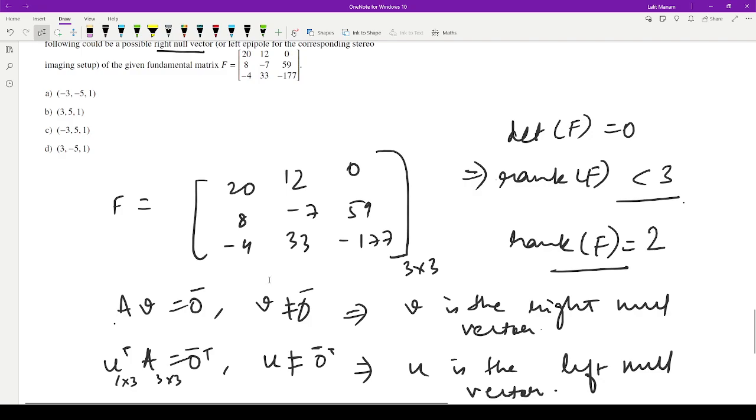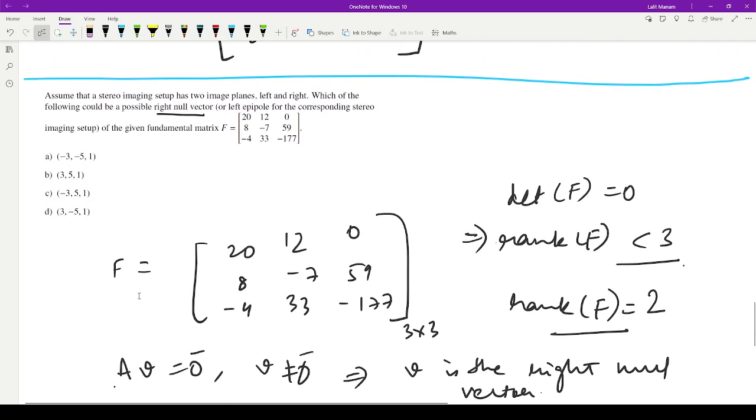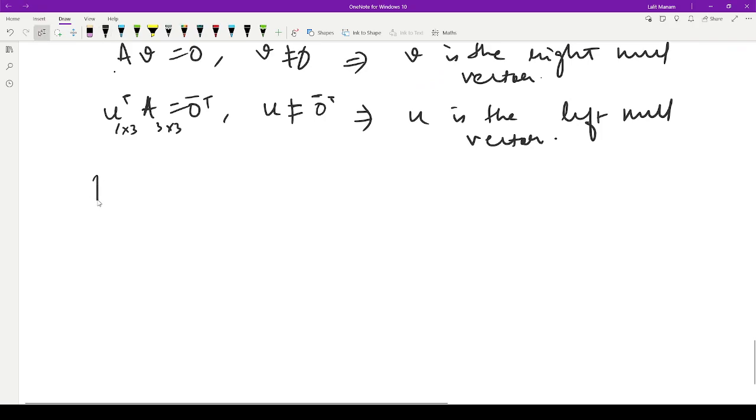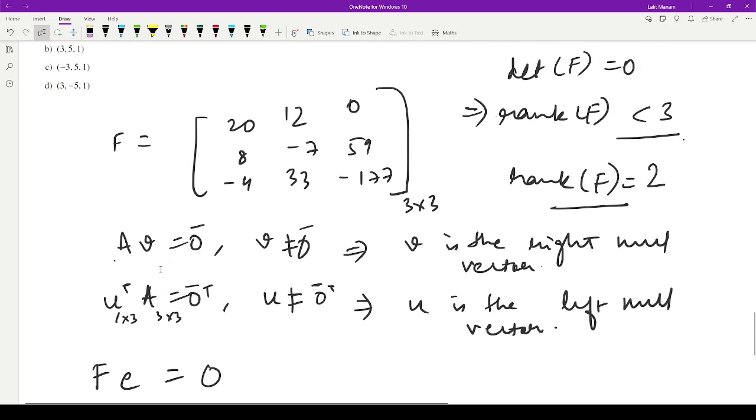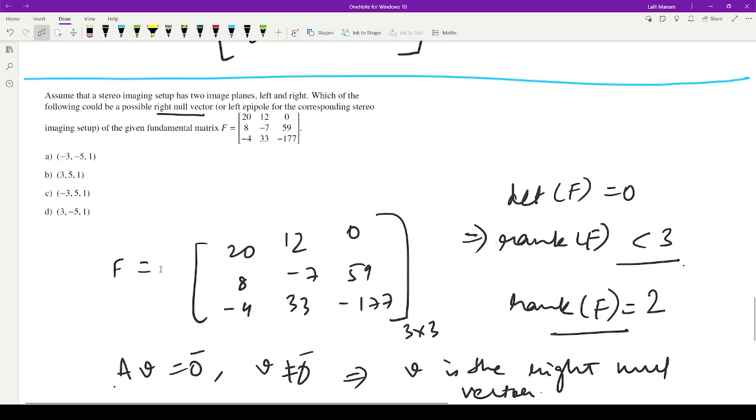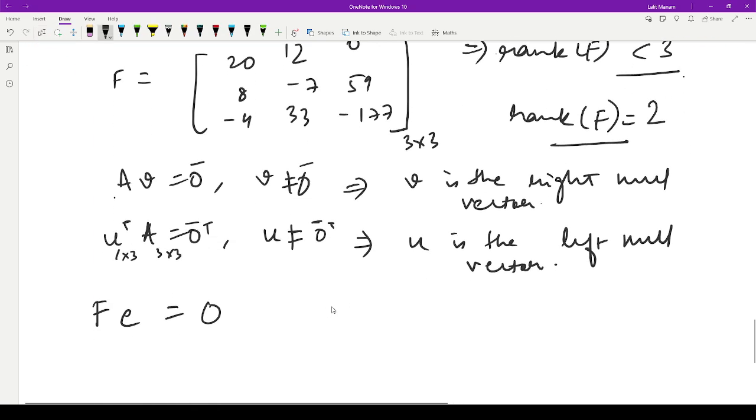So we just need to find a vector where F into e is 0. Do you understand why I write e here? Yes, it's the epipole, the right null vector. The epipole in which image plane? The left image plane. Yeah, left image plane.